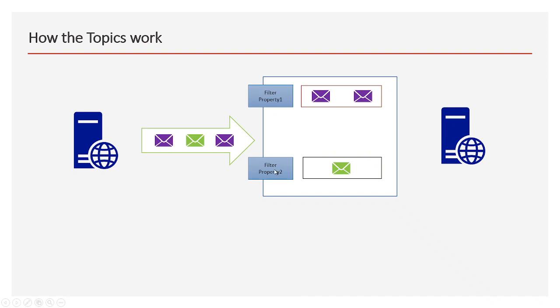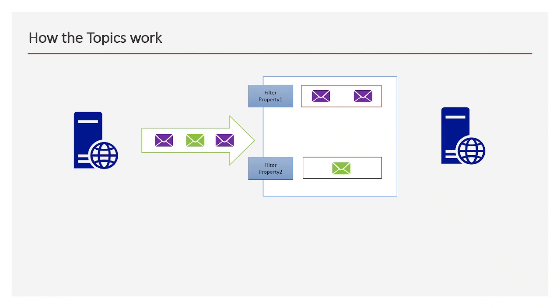If you don't have any filter property here, suppose I really don't want any filters, and I have two endpoints, two subscriptions, so I want everything to go to the subscriptions. There is no filter property, right? So all three messages will go here, and all three messages will go here as well. You can relate this to queues, right?